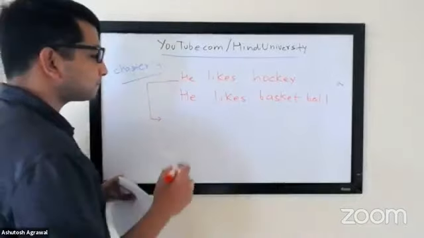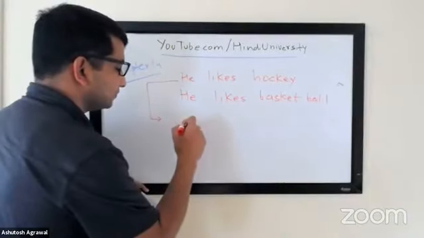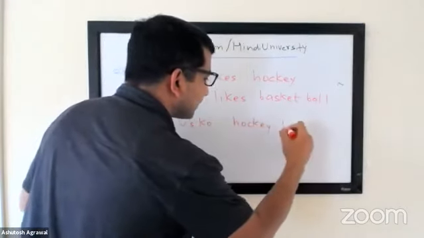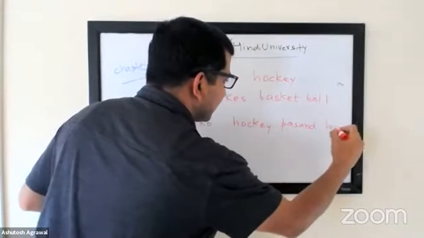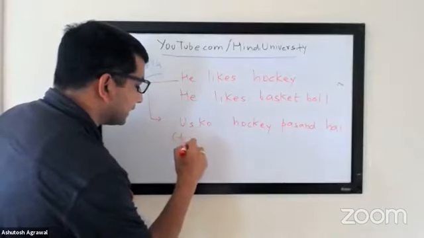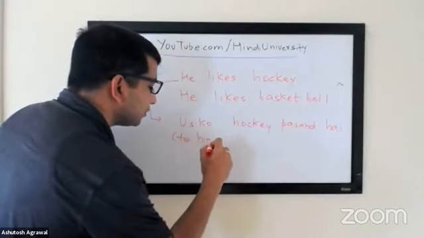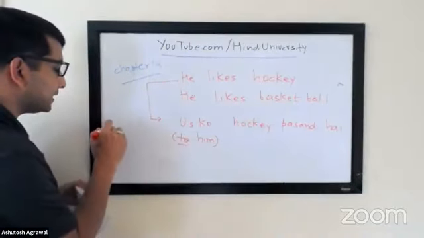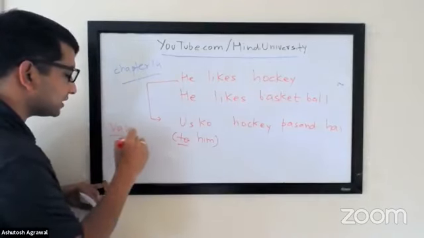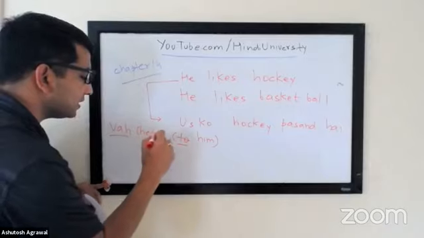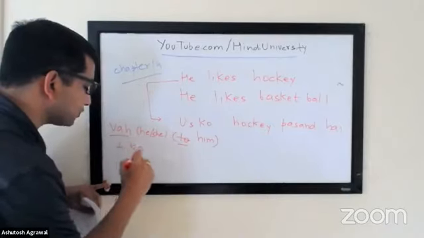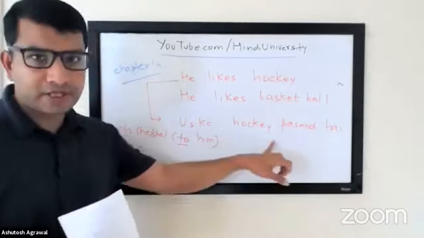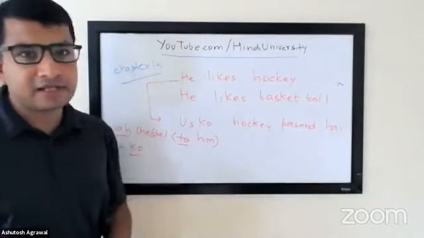He likes hockey. Yeah, either usko or unko hockey pasand hai. Very good, right? Usko hockey pasand hai. The way you thought about it is in Hindi, the equivalent translation would be "to him, hockey is pleasing." Whenever there is a "to," it's basically vah, which is the Hindi word for he or she, plus ko, which is the post position in Hindi. When you add both of them, vah plus ko, it's usko. Usko hockey pasand hai.